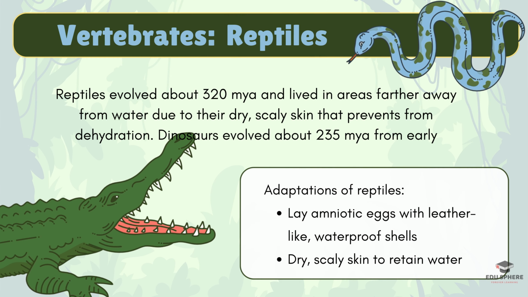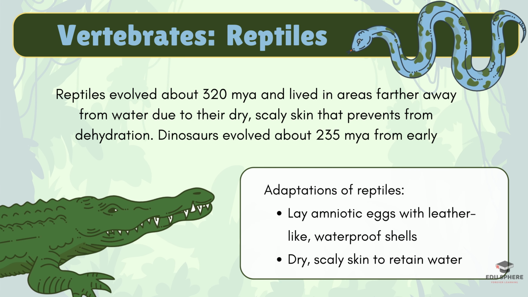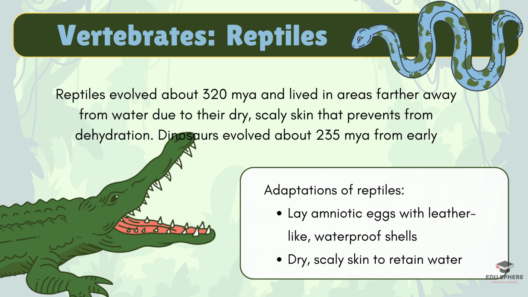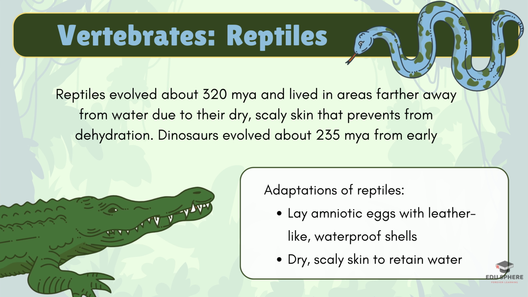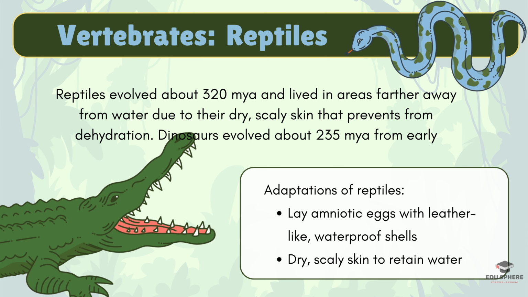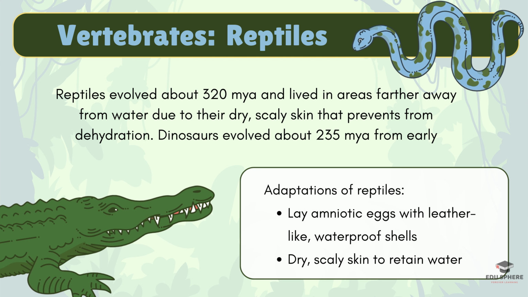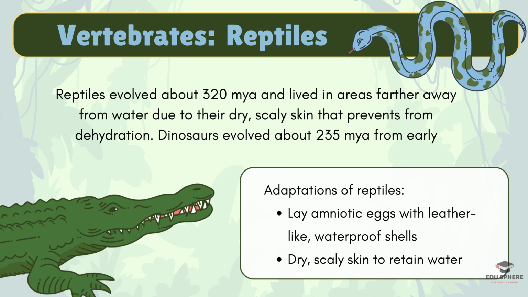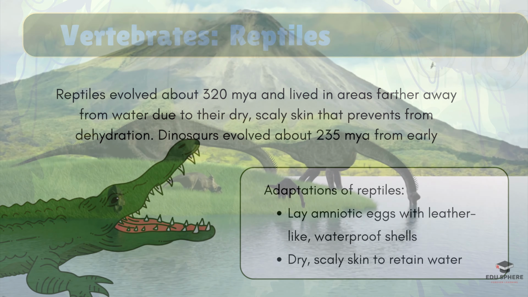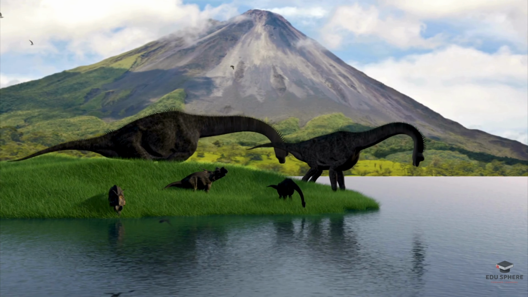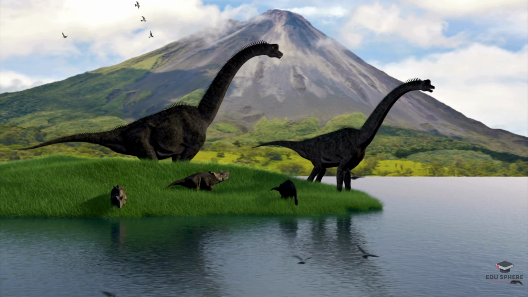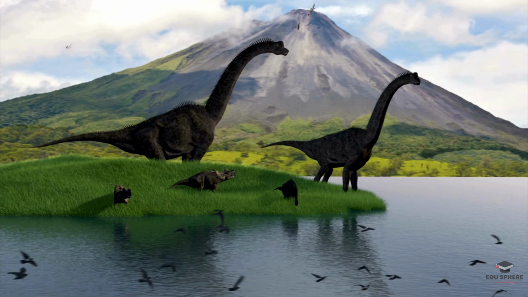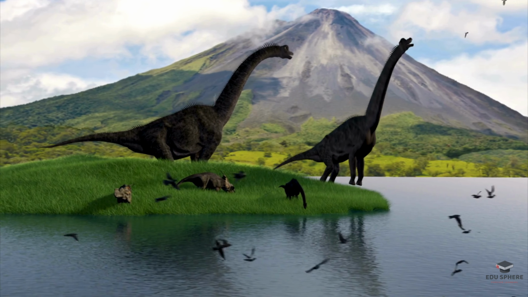Reptiles first appeared around 320 million years ago, showcasing adaptations that allowed them to thrive farther from water. Their dry and scaly skin helped prevent dehydration, while amniotic eggs with protective and waterproof shells ensured successful reproduction on land. Approximately 235 million years ago, dinosaurs emerged as descendants of these early reptiles, marking a monumental chapter in evolutionary history.